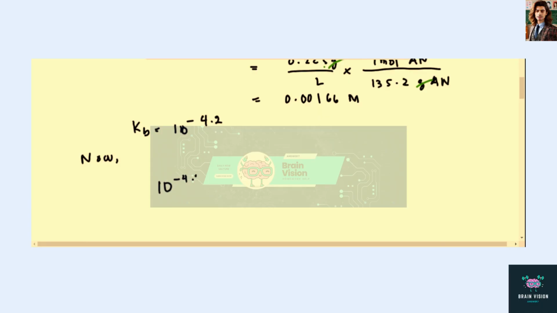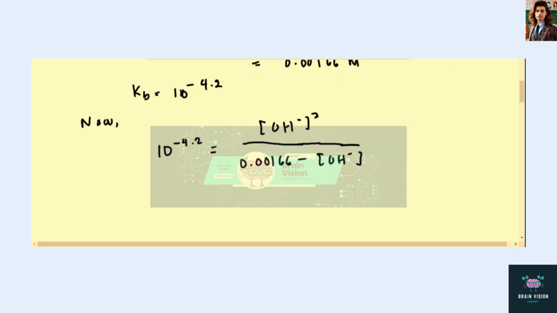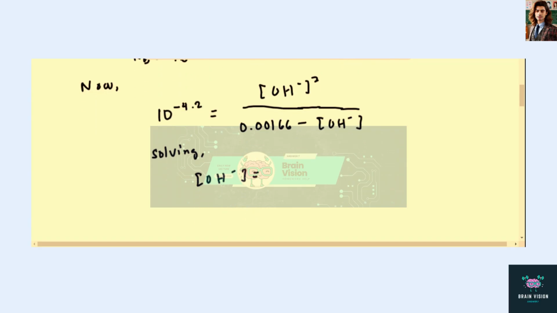So now let's plug them into our Kb equation, and as you can see here, it's only OH that's unknown, and we will use our calculator to solve for the concentration of OH. Doing that gives us 2.94 times 10 to the negative 4 molar.